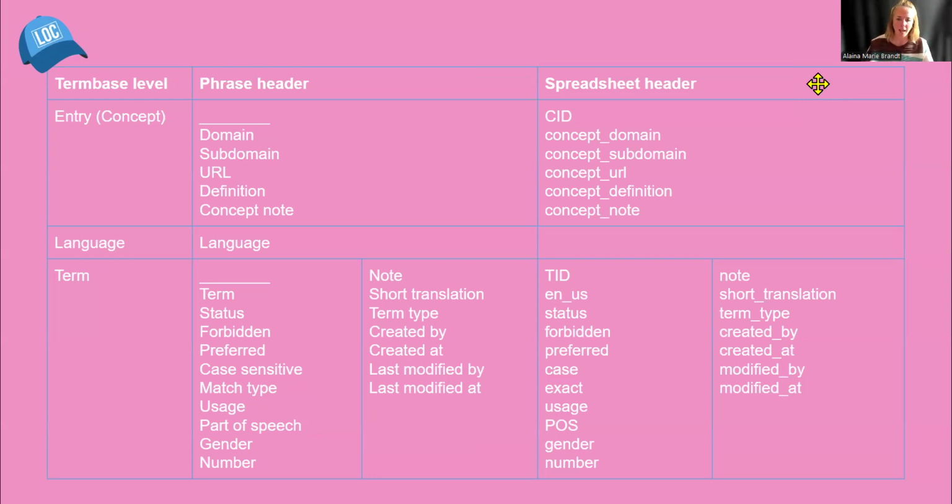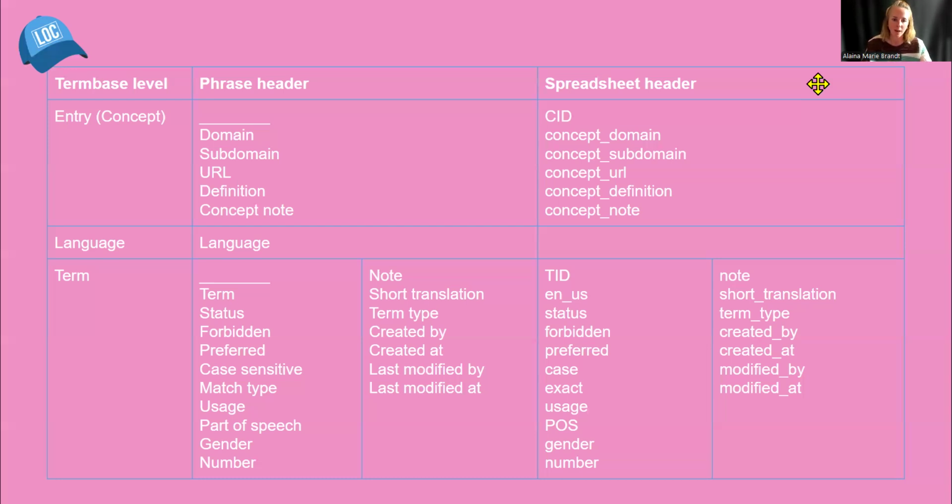Take notice of the following aspects of the term base structure as presented here. Phrase automatically generates a concept ID, abbreviated as CID, and a term ID, abbreviated as TID, when new concepts and terms are added to a term base. These long alphanumeric codes can be found in the spreadsheet exported from a term base, but these codes are not viewable from within Phrase.